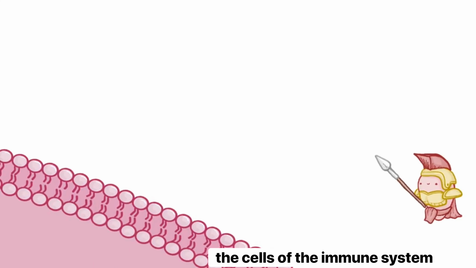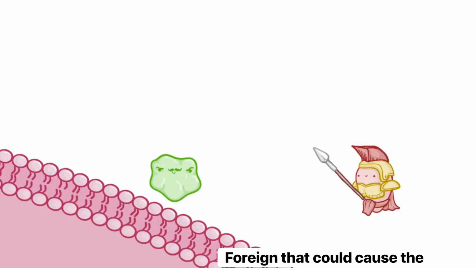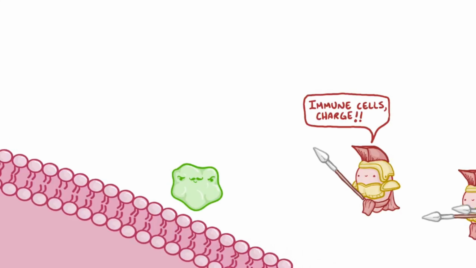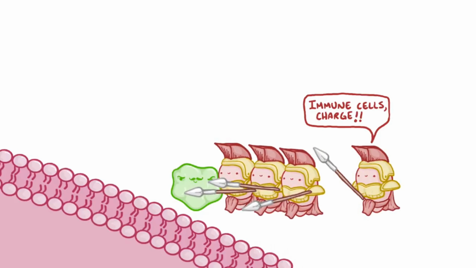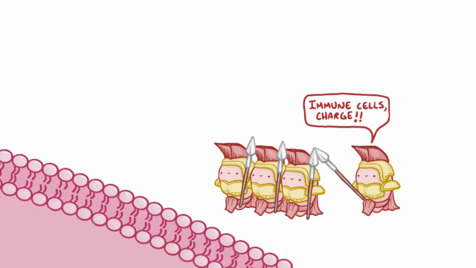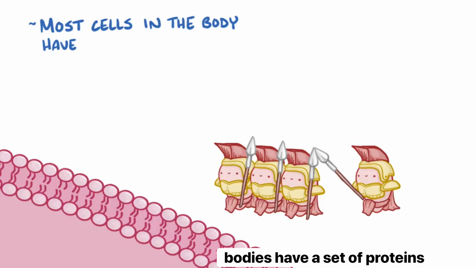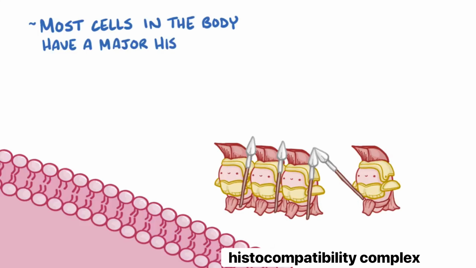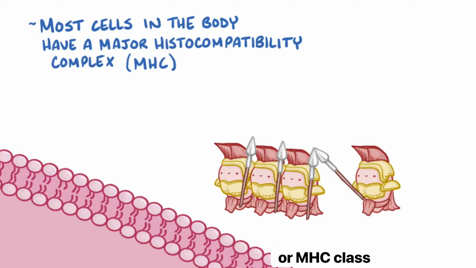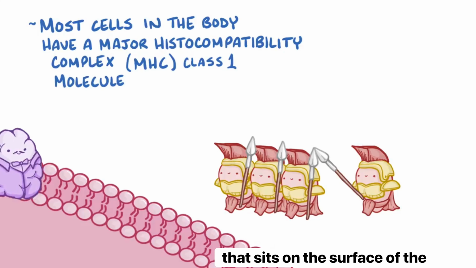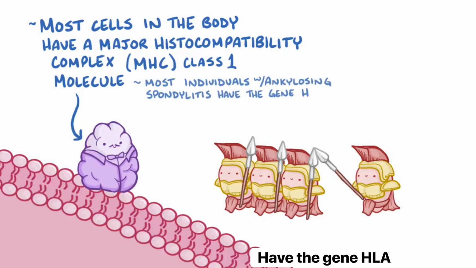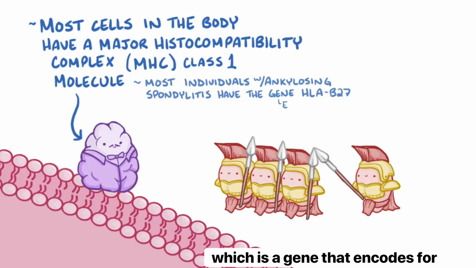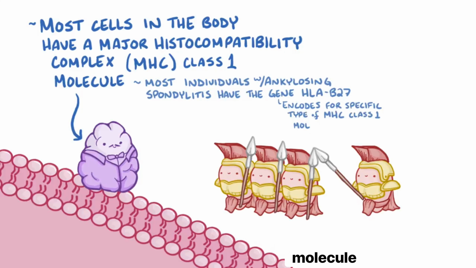Normally, the cells of the immune system are ready to spot and destroy anything foreign that could cause the body harm. To help with this, most cells in the body have a set of proteins that combine together to form something called a major histocompatibility complex, or MHC, class 1 molecule, that sits on the surface of their cell membrane. Most individuals with ankylosing spondylitis have the gene HLA-B27, which is a gene that encodes for a specific type of MHC class 1 molecule.